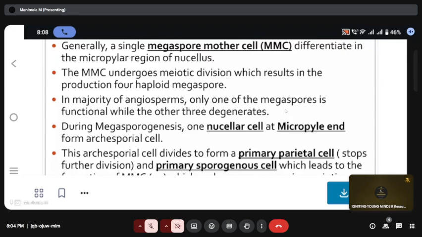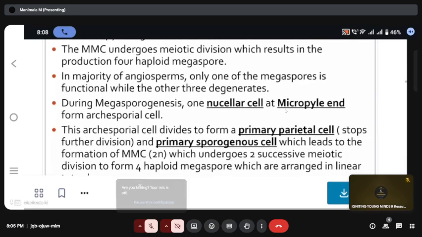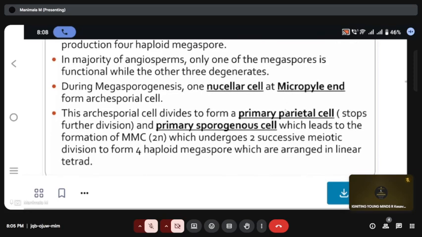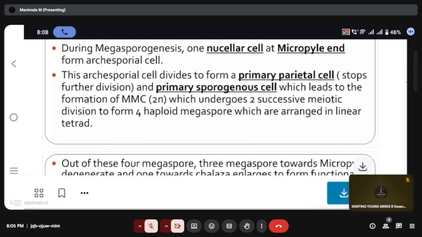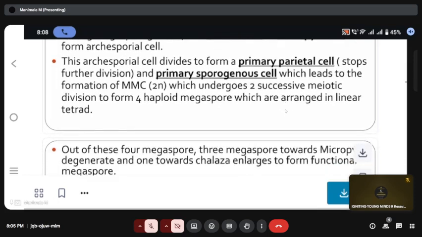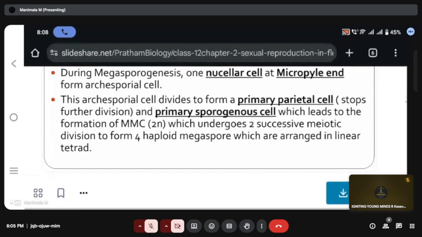During megasporogenesis, one nucellar cell at the micropylar end forms the archisporial cells. These archisporial cells divide to form primary parietal cells, and further division gives primary sporogenous cells, which lead to the formation of the diploid megaspore mother cell. It undergoes successive meiotic division to form haploid megaspores, arranged in a linear tetrad.